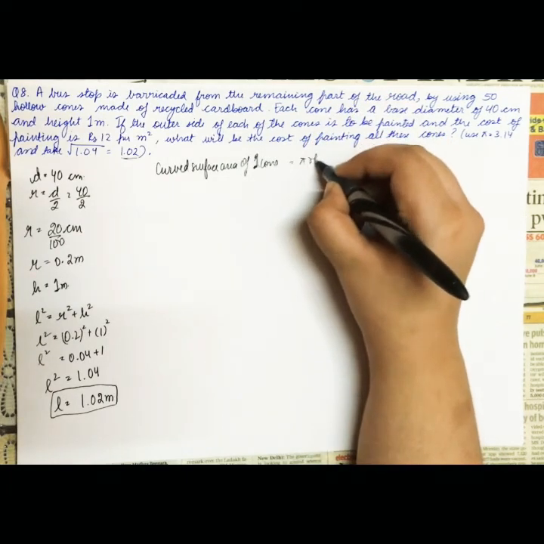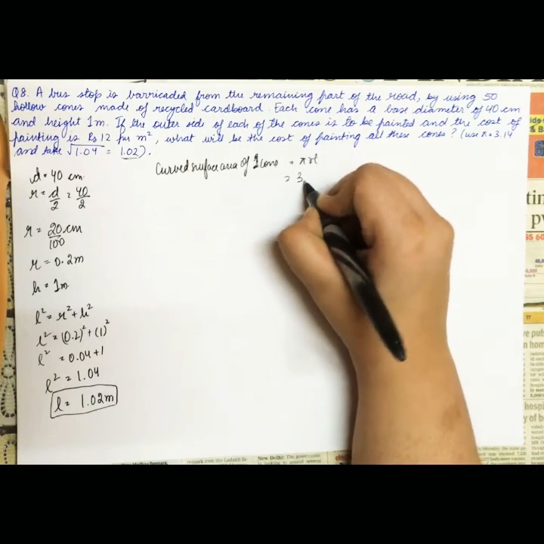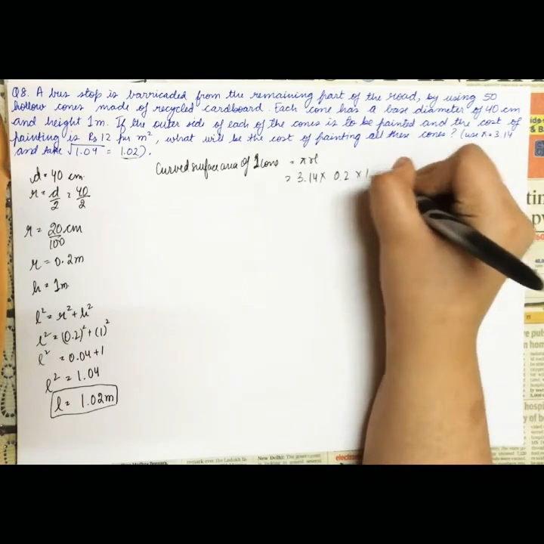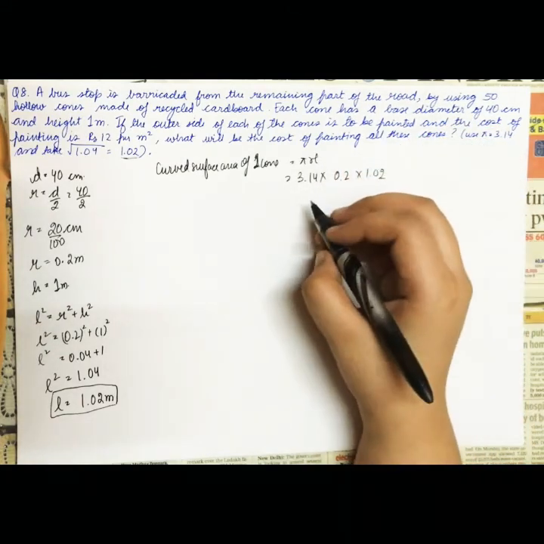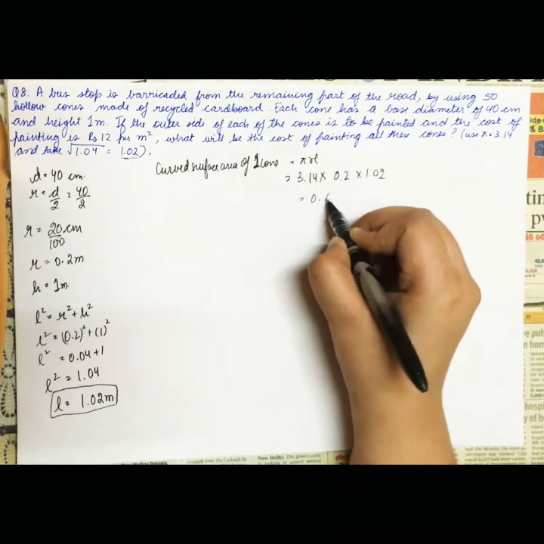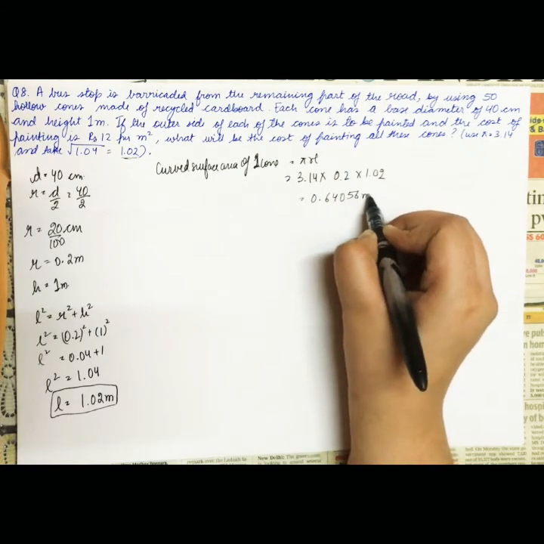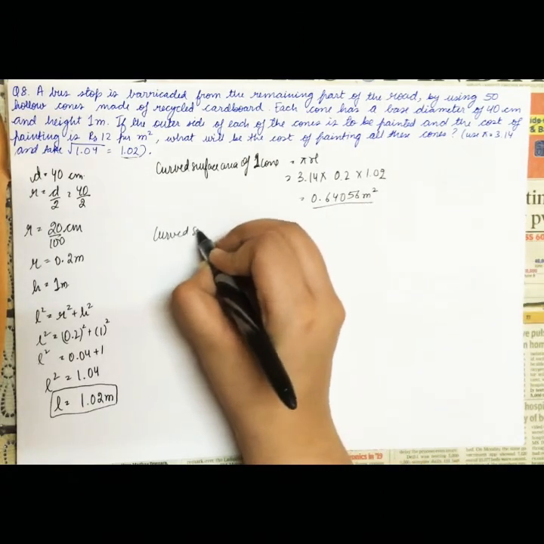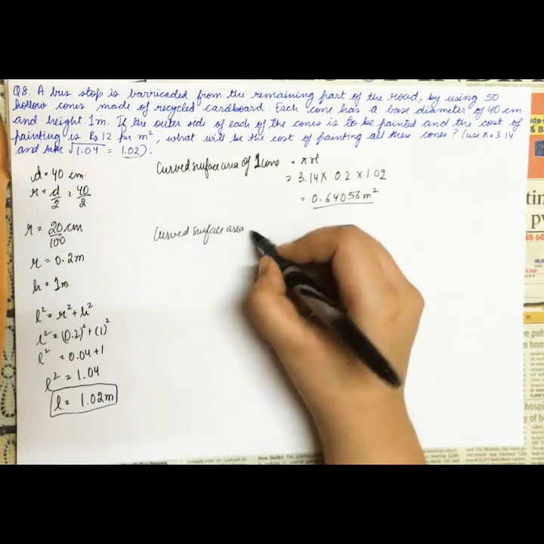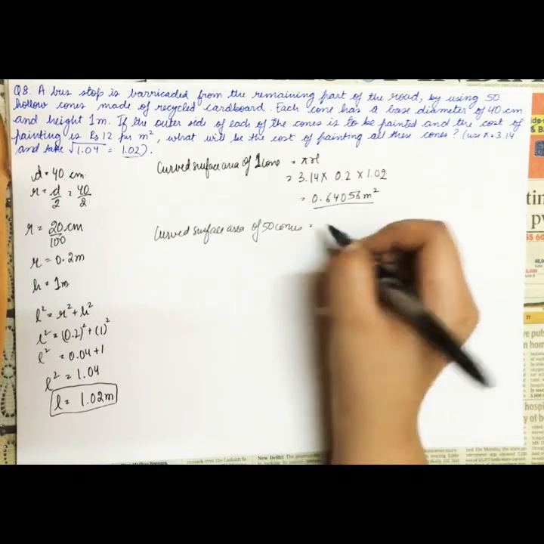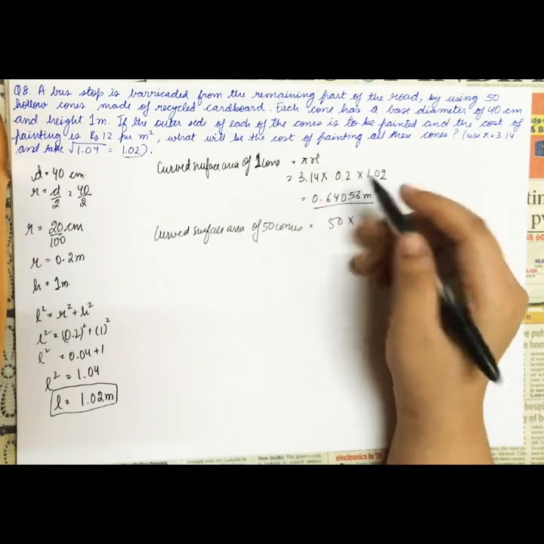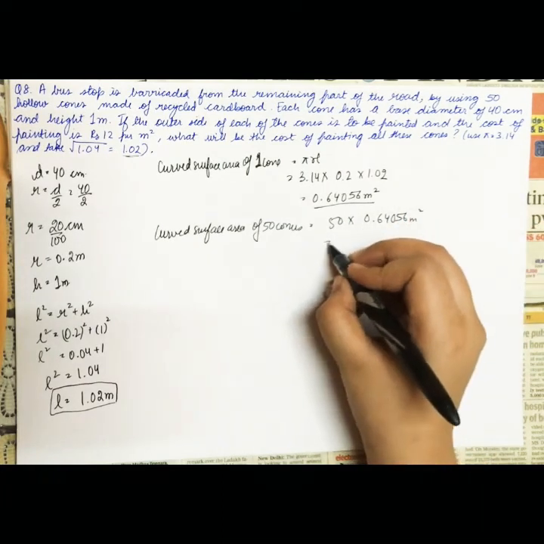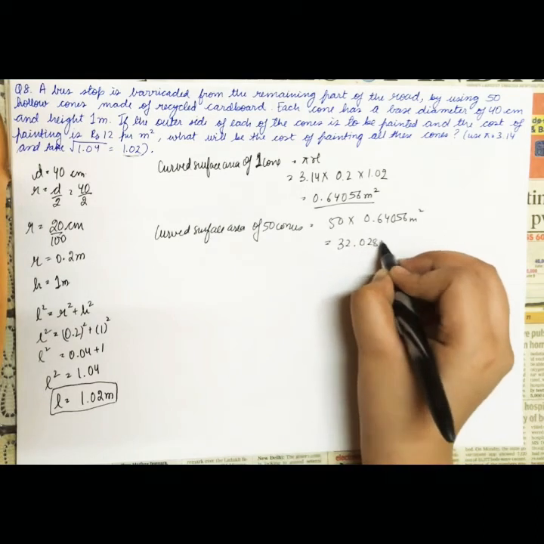Which is equal to pi r L. We'll put the values. We have to take pi as 3.14, radius is 0.2 and L is 1.02, which will be equal to 0.64056 meters square. Now curved surface area of 50 such cones will be 50 into curved surface area of one cone, that is 0.64056 meters square, which will be equal to 32.028 meters square.